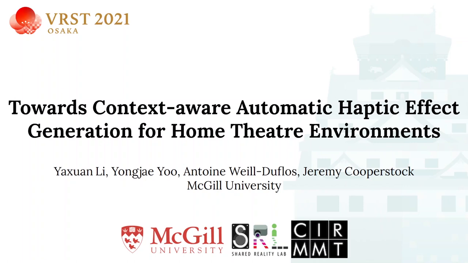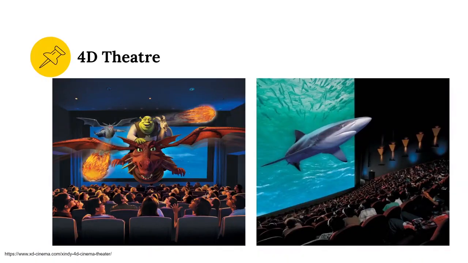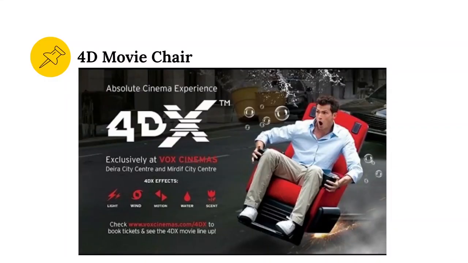It is my honor to present our work here towards context-aware automatic haptic effect generation for home theater environments. 4D theater goes beyond 3D viewing, further enhancing the immersion of the audience through the addition of physical effects such as haptic feedback. To provide this 4D experience, cinema seats may include motion and vibrotactile effects, bursts of air, mist effects, and thermal stimuli. These are intended to enhance realism, increase enjoyment, and improve immersion.